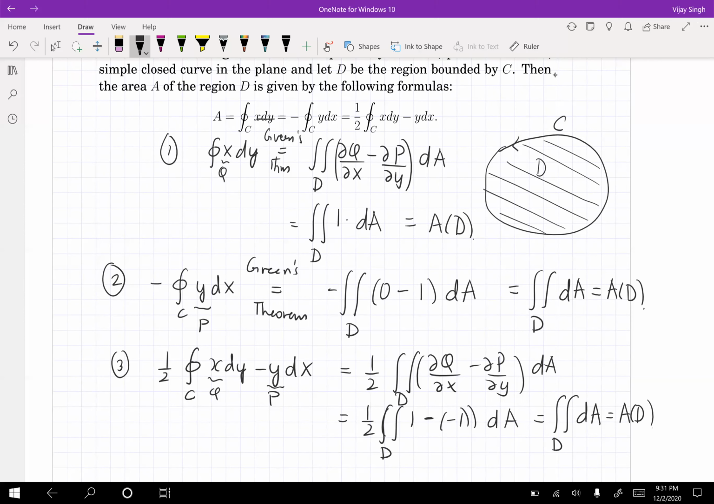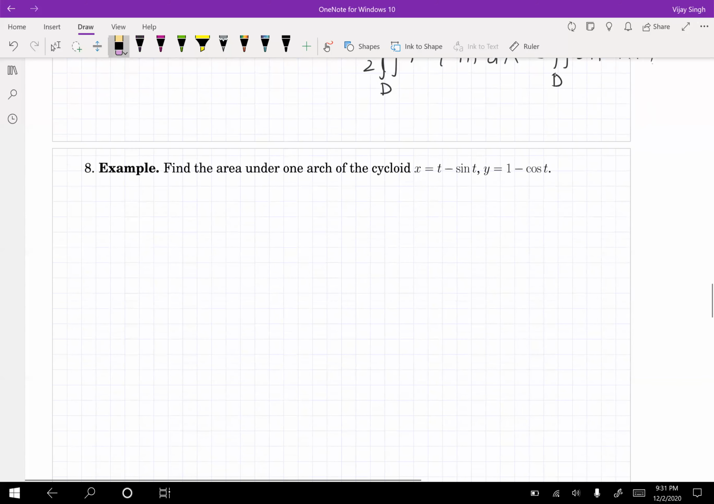So in all this setup, you see that you can use either of these line integrals to compute the area enclosed by the curve C. Pretty neat. Which one to use? Well, it's up to you. Whichever is easy to compute is the one you'll use, right? Okay. So let's look at the following problem.